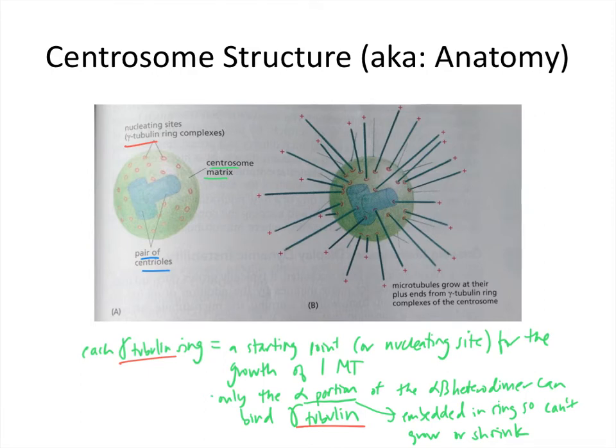One fun fact for you: the centrioles are not required for nucleation or for microtubules to grow. In fact, plants don't even have centrioles. They do have centrosomes, though, and they do use microtubules, but they don't have centrioles. And that is one way that we know that centrioles are not required for nucleation or polymerization of microtubules.